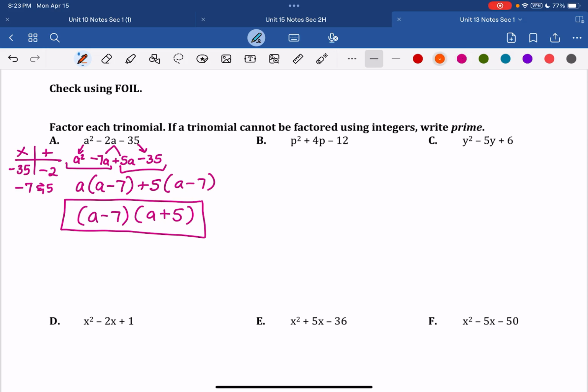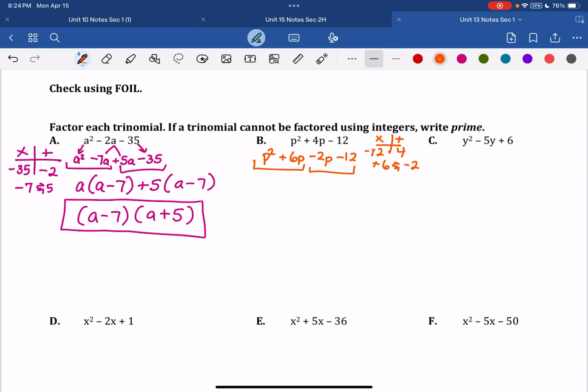Okay, so again, we're going to play the game. Multiplies to, adds to. We're going to multiply to our third term, negative 12, and add to our middle term, which is 4. So 2 and 6. So positive 6 and negative 2. Our p squared comes down, and our middle term becomes plus 6p minus 2p minus 12.